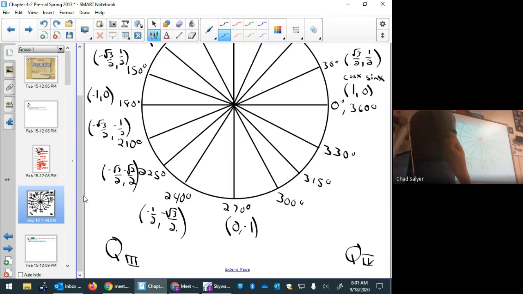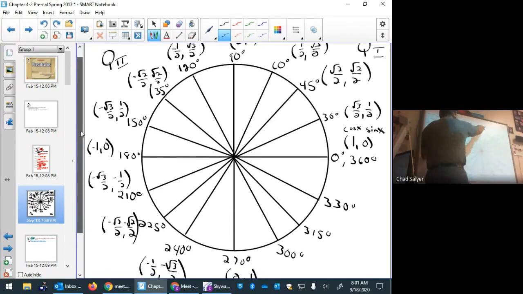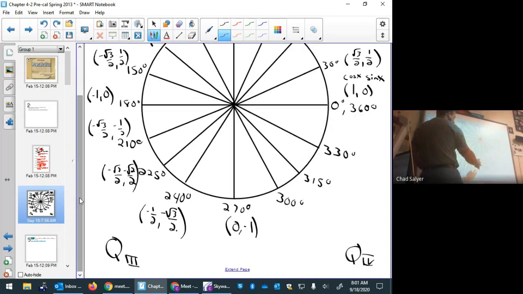And all these can be found with the symmetry of the circle. I need no more calculation. 300, so now we're into the quadrant where the x is positive and the y is negative. Symmetric about the y, symmetric about the x. I can use any of these points to help me understand what they should be.